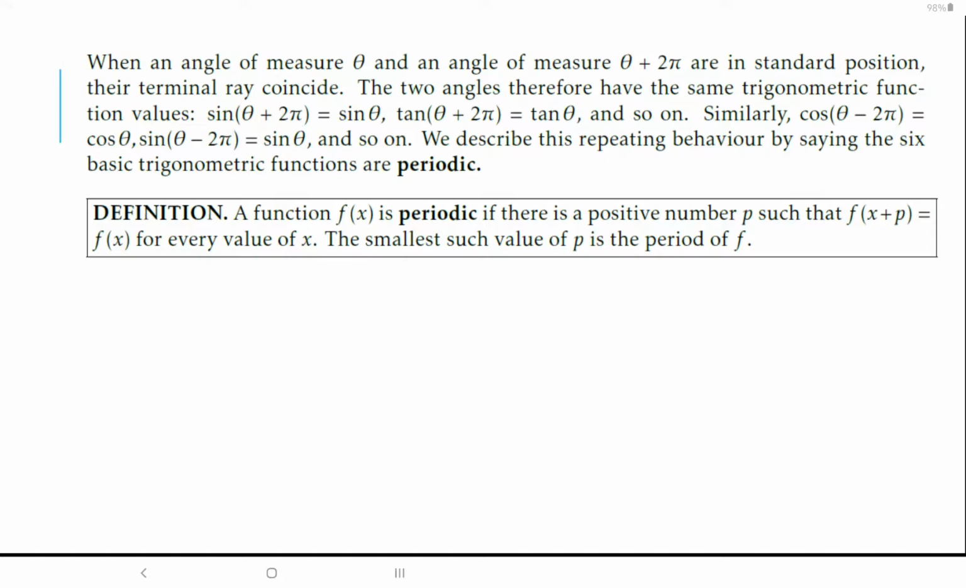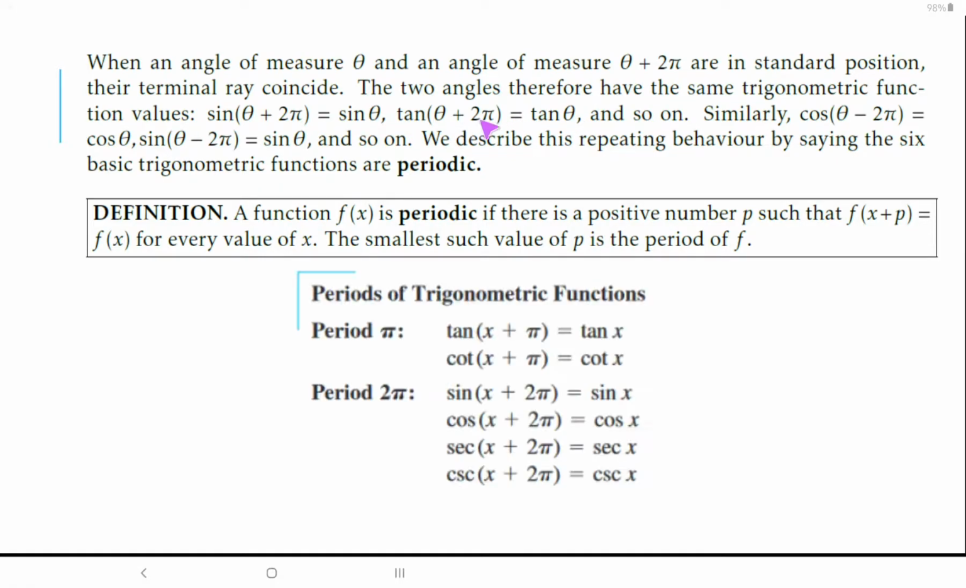Okay? A function f of x is periodic. So ito yung main definition niya, no? If there is a positive number p such that f of x plus p is equal to f of x. Okay, the smallest such value of p is called the period of f. Okay, so note that smallest, no? Kasi ang tan theta plus 4 pi is equal to tan theta pa rin. Tan theta plus 6 pi is equal to tan theta pa rin.